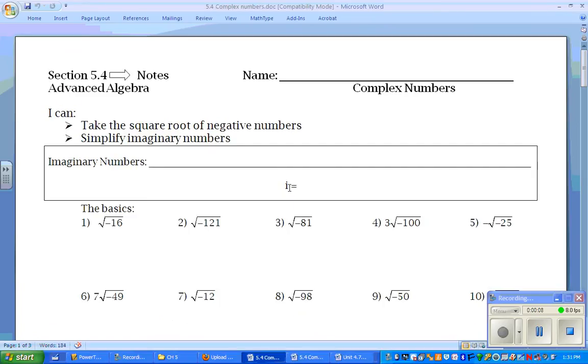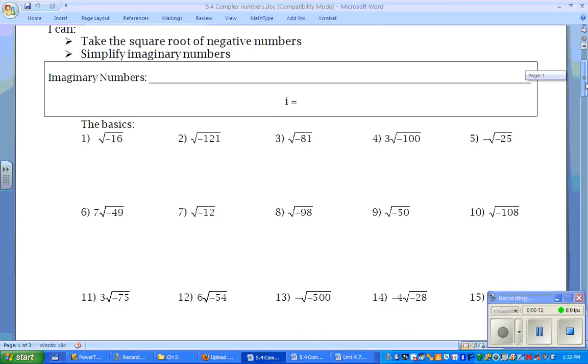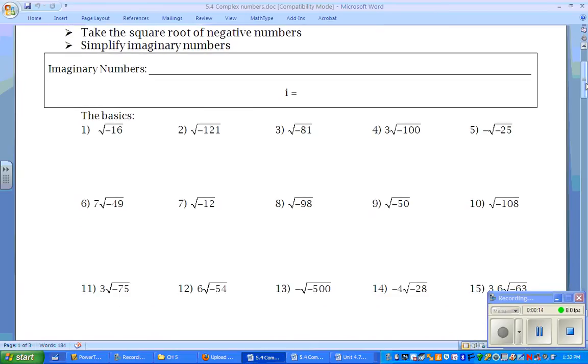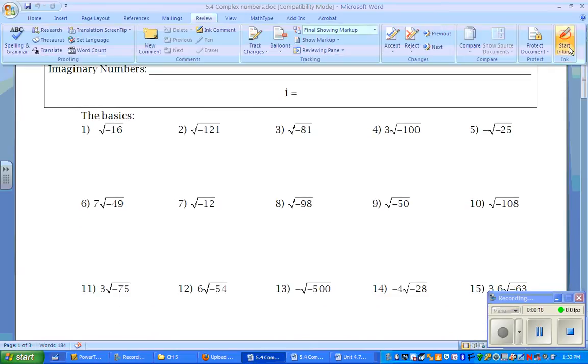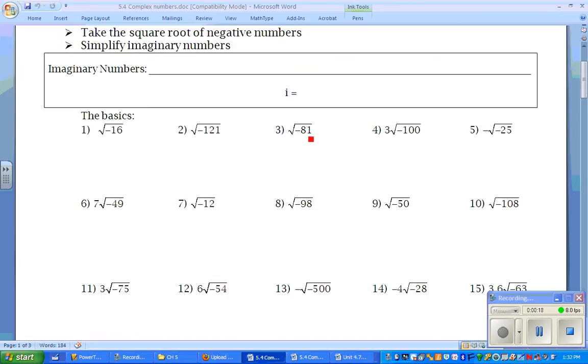In section 5.4, day 1, we learned how to simplify radicals and how they are related to imaginary numbers. Before this year, you thought that we could never take the square root of a negative. What we learned in class is that you wouldn't get a real solution. However, the negative, when we take the square root, turns into imaginary, which is what i stands for. And then the square root of 81 is 9. So our answer here would be 9i.